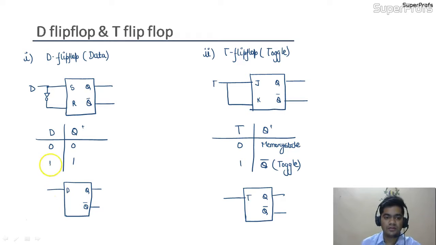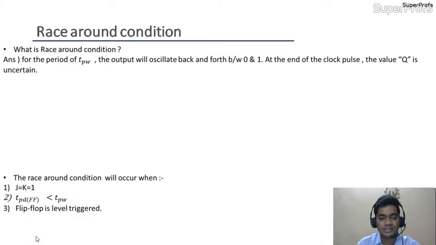So I hope you have written down these two flip-flops, that is D flip-flop and T flip-flop. Now we are going to understand what is a race around condition. So using a JK flip-flop, we are able to avoid the invalid state that we are getting in our SR flip-flop. But in JK flip-flop, the condition for J and K equals to 1 is not very perfect. What is the imperfect nature of this condition is that is race around condition.